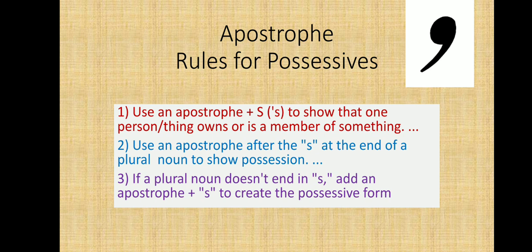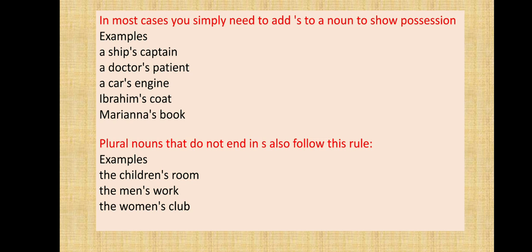There are 3 rules. First, use an apostrophe to show that one person or thing owns or is a member of something. Second rule, use an apostrophe after the plurals, at the end of a plural noun, to show possession. Third rule, if a plural noun doesn't end in S, add an apostrophe plus S to create the possessive form. So let's see the examples. In most cases, you simply need to add apostrophe S to a noun to show possession.